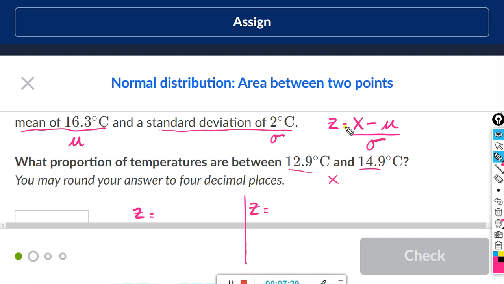All right. So using our formula, x is first. 12.9 is the first x value. 14.9 is the other one. Okay, and then subtract mu. So minus 16.3.